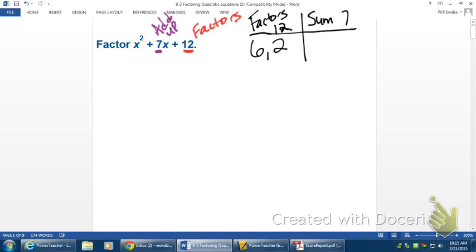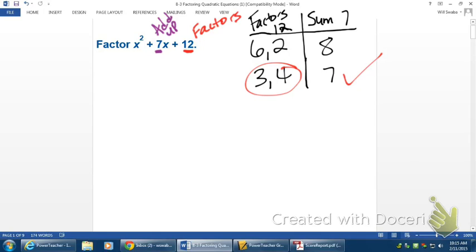Now, if you add 6 and 2, what do you get? 8. So does that work? No. Yes. 3 and 4. If you add that together, you get 7. Okay? So we figured out our two factors. 7 times 0? 7 times 1. If you add that together, what do you get? 8.